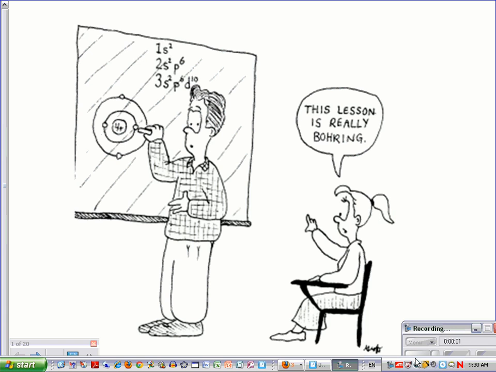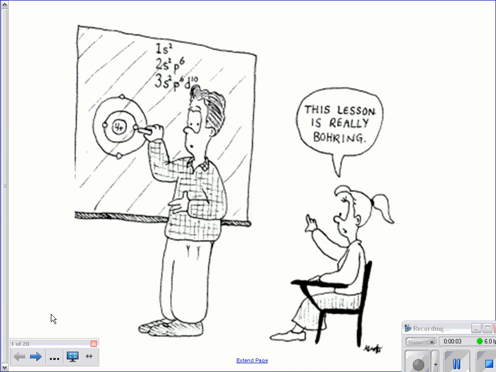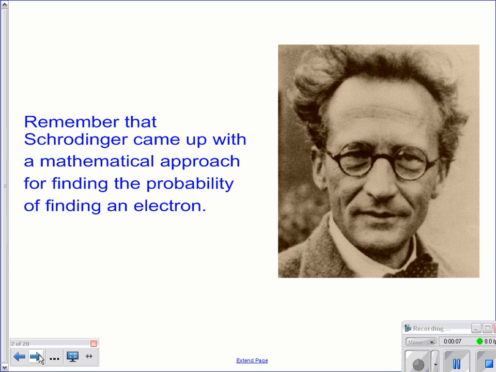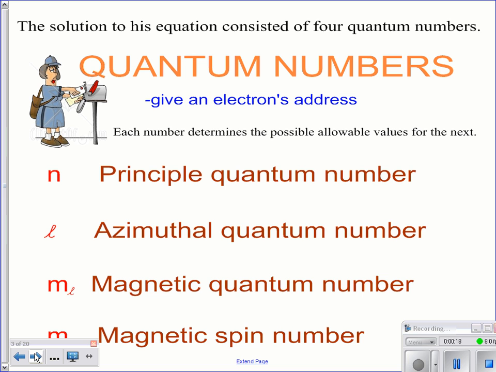Today we're going to look at quantum numbers. Hopefully this is really easy for everyone, since it should tie in with the electron configuration we've been working on quite a bit. Remember that Schrodinger came up with a mathematical approach for finding the probability of finding an electron. The solution to that equation, we talked about it in terms of electron configuration, but we can also look at it in terms of assigning quantum numbers to electrons.